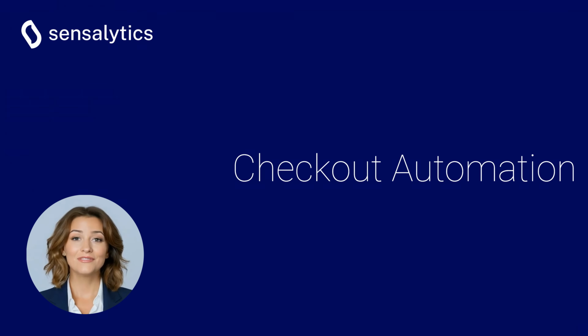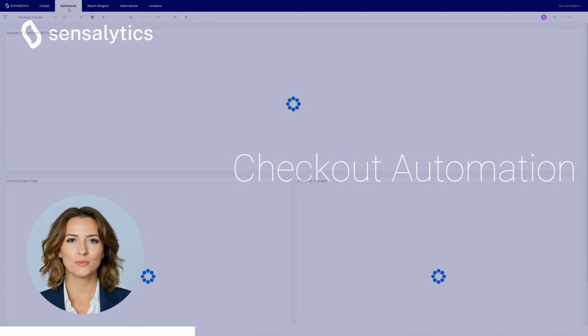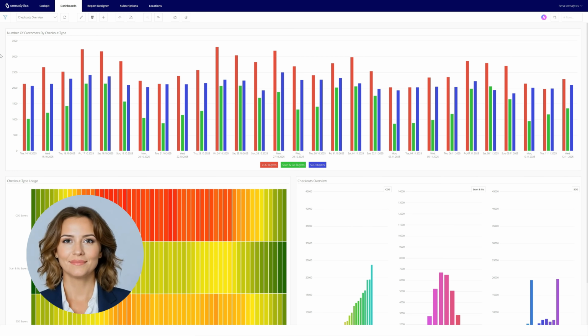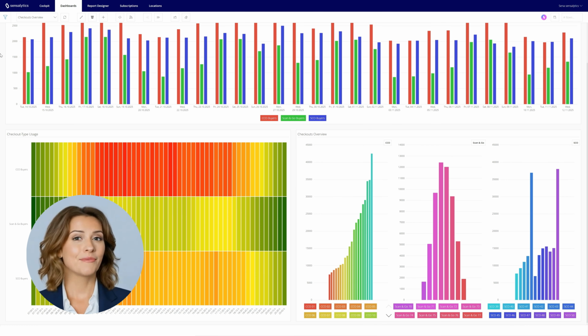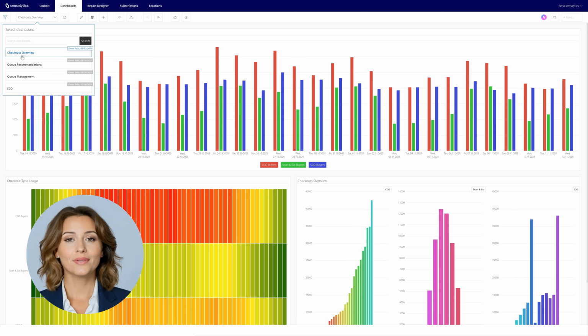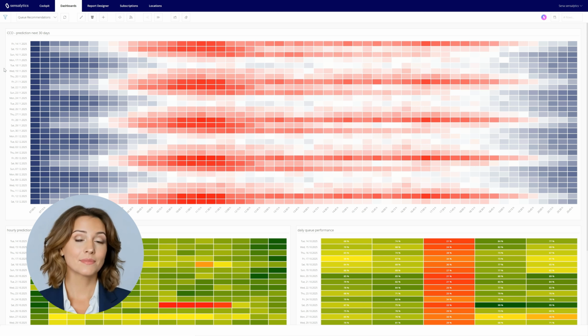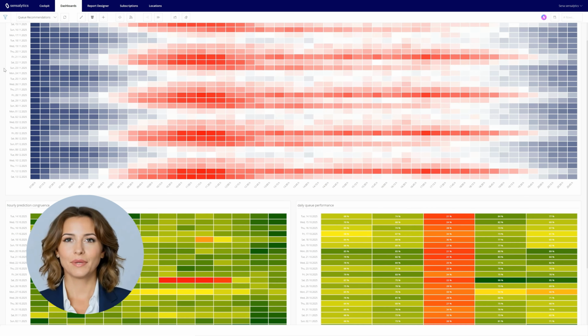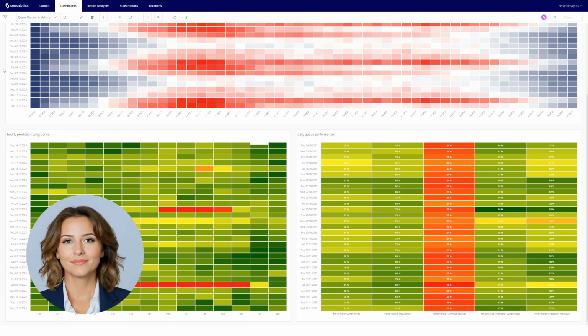I'll jump to some individual dashboards to show you some interesting reports around checkout efficiency. The dashboards provide metrics about the number of customers per checkout type, rank each terminal, show waiting and dwell times, and also provide a schedule plan for your conventional checkout area.